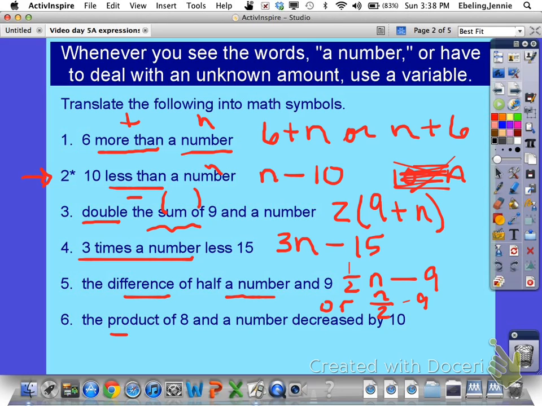Okay, well, product means to multiply. What you're multiplying is following the of. You're multiplying 8 and a number, so we want 8n. Decreased by means subtract, and then we have 10. Okay, let's take a look at the next page.